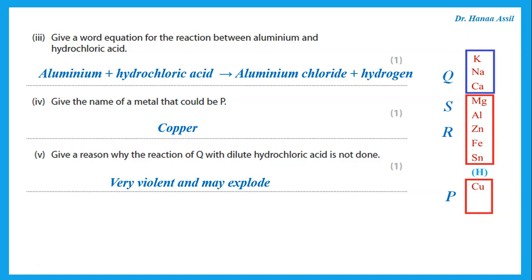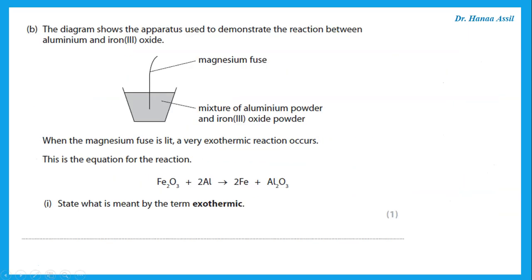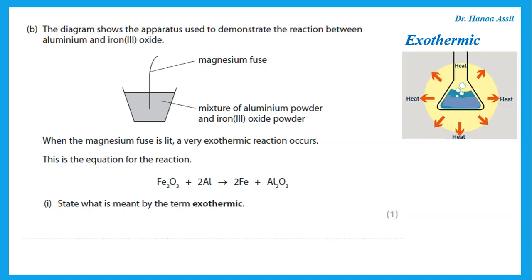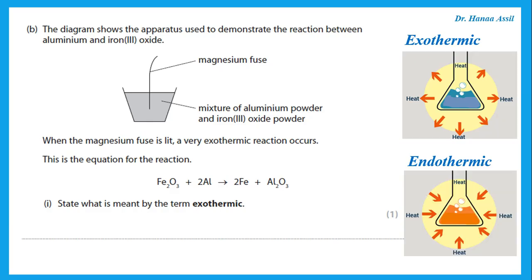Then the question says, the diagram shows the apparatus used to demonstrate the reaction between aluminium and iron 3 oxide. And we have this equation, and the question is, state what is meant by exothermic. Remember that an exothermic reaction is a reaction that gives out heat, while an endothermic reaction is a reaction that takes in heat. Now you should remember, takes heat or gives heat to what?